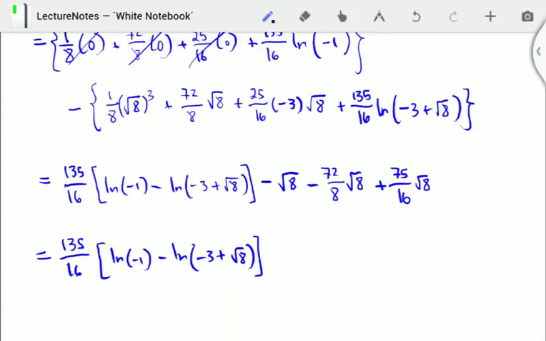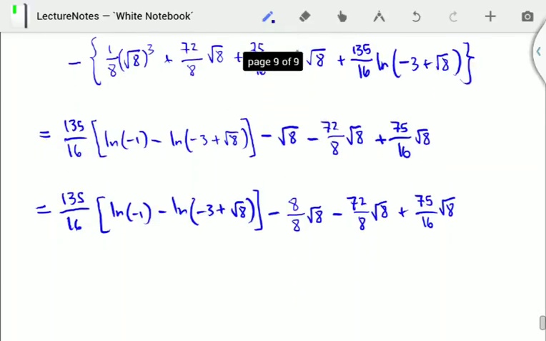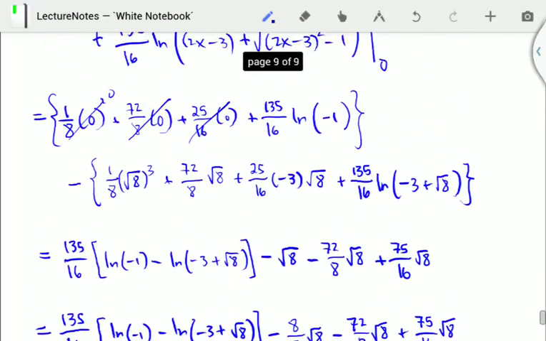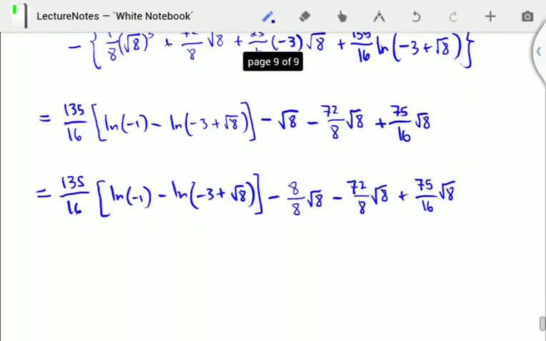So this is minus square root of 8. I will combine it with this term. That will give you 8 over 8 square root of 8, right? Minus 72 over 8 square root of 8 plus 75 over 16 square root of 8. So again, let's be careful because we're now in the final step. Let me see if I mess up somewhere. No, I don't think so.